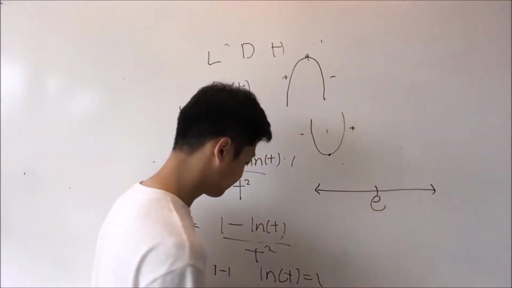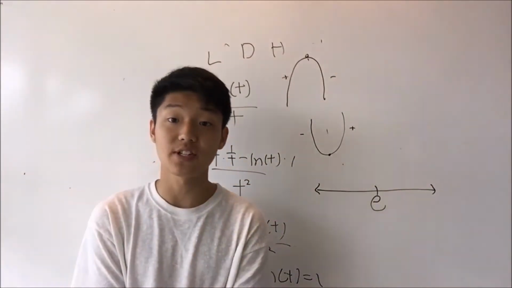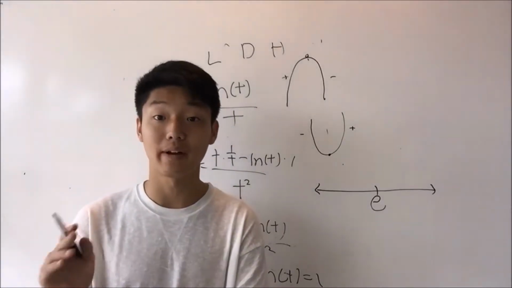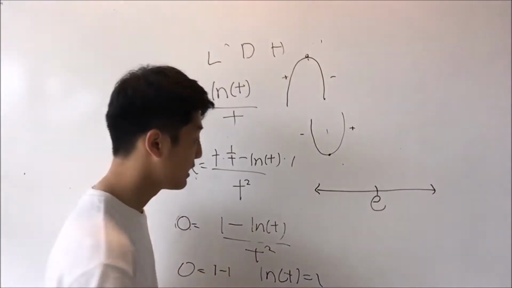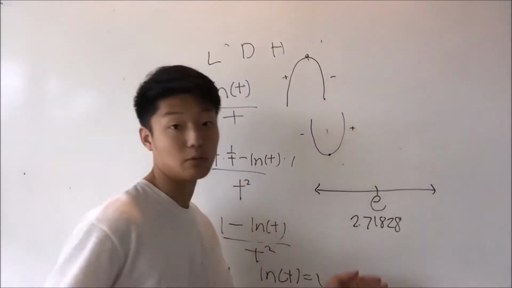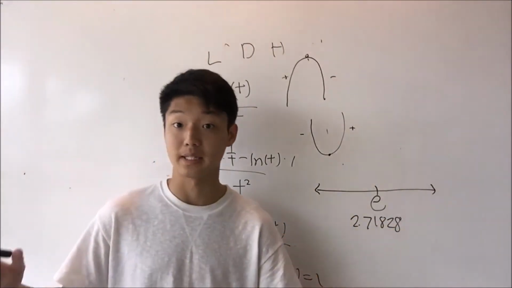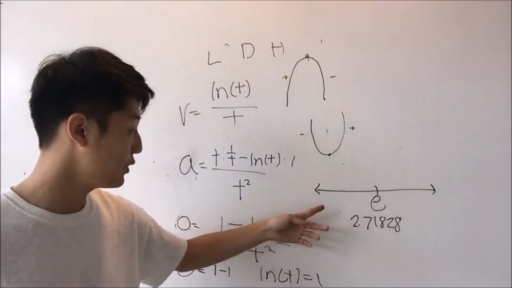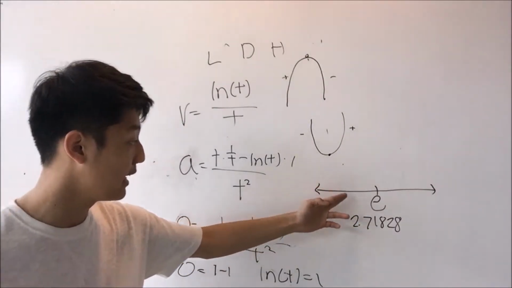So it's e. It's better to memorize the values of things like pi or e. For example, pi is 3.141592, and e is 2.71828. You don't have to memorize 10 digits like many weird people. So for this, we have to plug in values less than and greater than e.